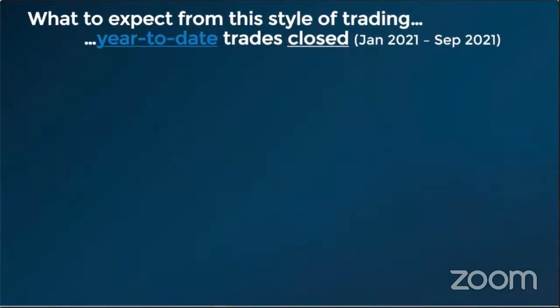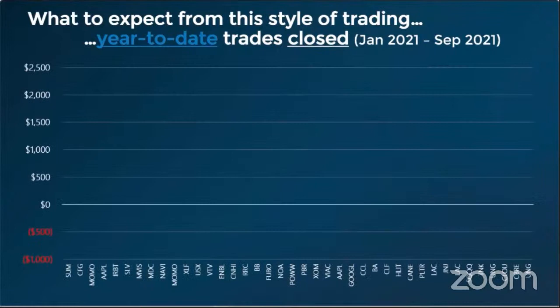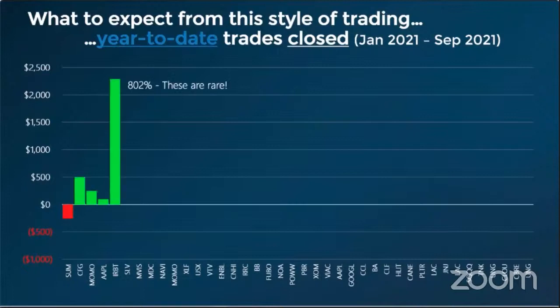Here's a listing of our year-to-date trades that have been closed through September of 2021. The left-hand side, the vertical axis is profit and loss, and the horizontal axis down the bottom, you can actually see the stock symbols. Well, we started the year off with a bang, a losing trade. Not exactly the way you want to start the year, but hey, losses do happen. Then we followed that up with a nice run and a rare 800% trade. Please note that's rare. But as we said with that butterfly, the big trades do happen.